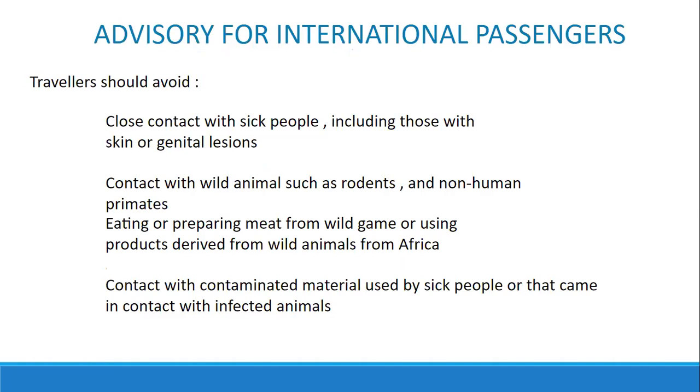So, the advisory for international passengers released by the Indian government. Travelers should avoid close contact with sick people, including those with skin or genital lesions. Avoid contact with wild animals such as rodents and non-human primates. Avoid eating or preparing meat from wild game or using products derived from wild animals from Africa. Avoid contact with contaminated material used by sick people that came in contact with infected animals. These are the guidelines issued by the Indian government for travelers.